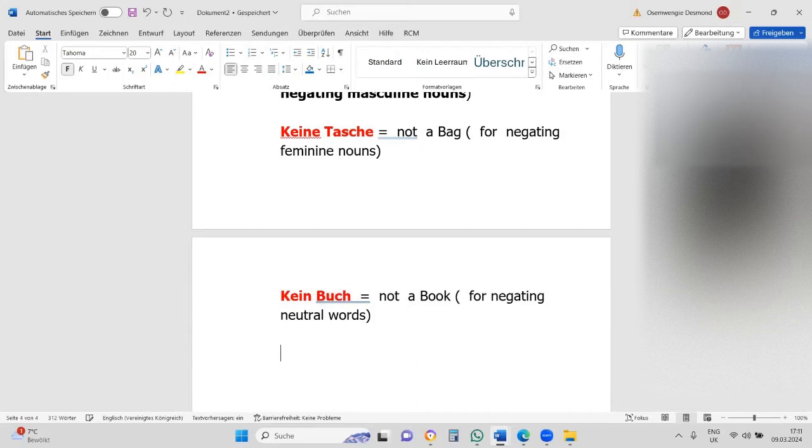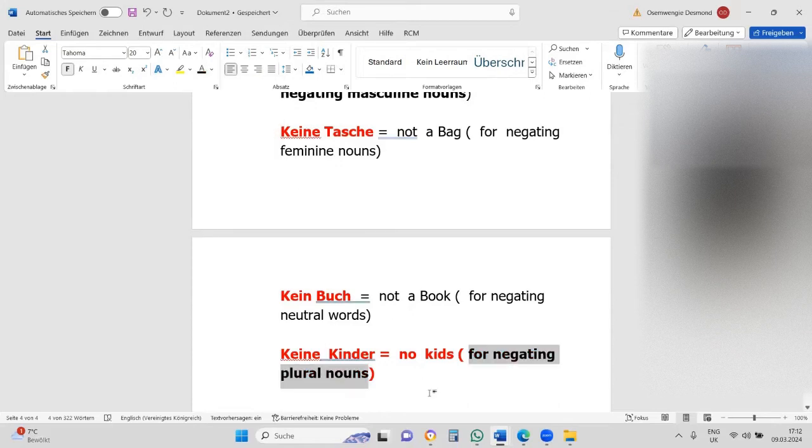So, sir, do we have a way of negating plural nouns? Of course, we do. Because we use keine to negate plural nouns. Now, keine Kinder. Kinder means children, so keine Kinder means no children, no kids. Keine is used for negating plural nouns. So it's very simple and very easy to remember.